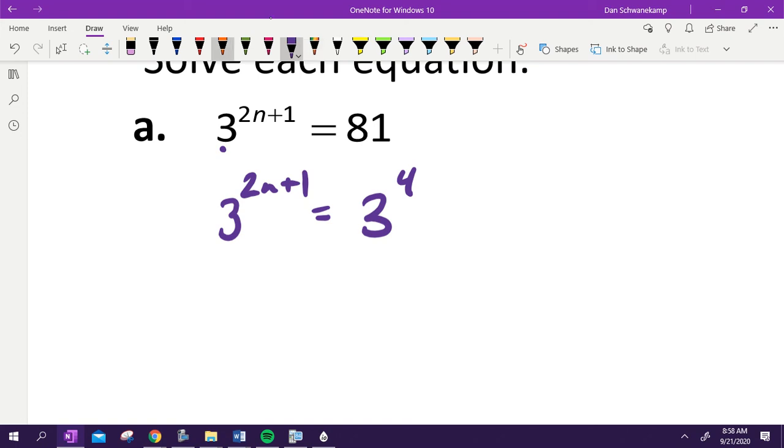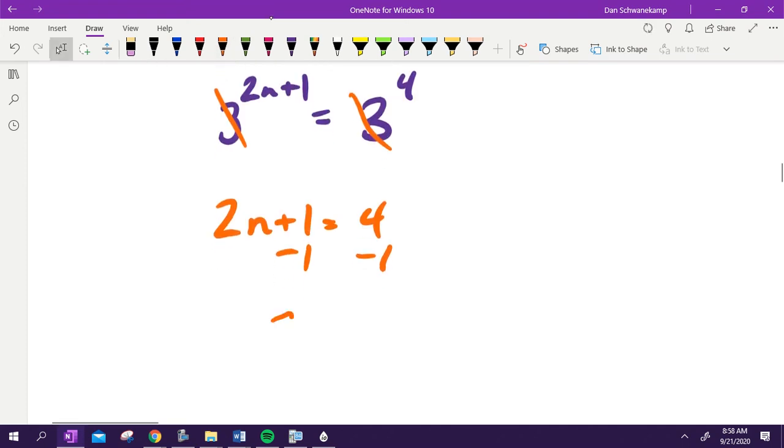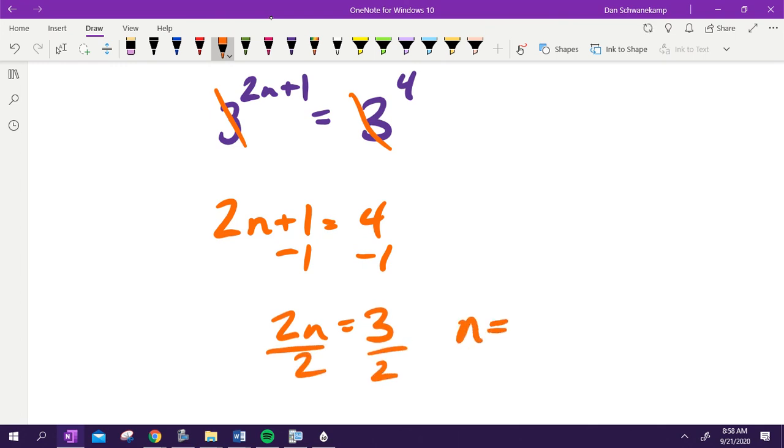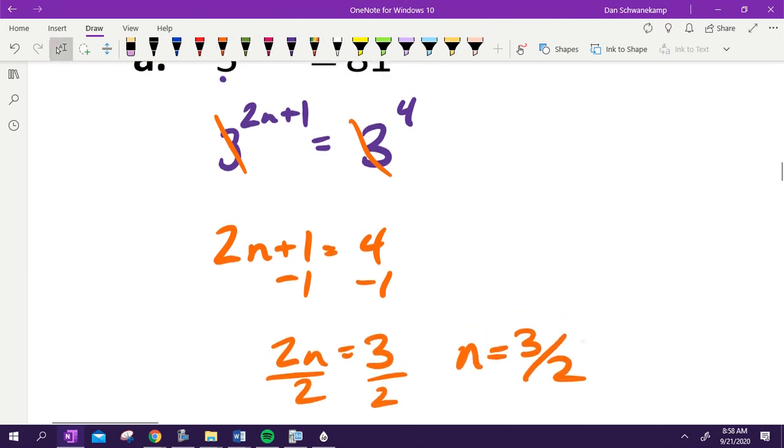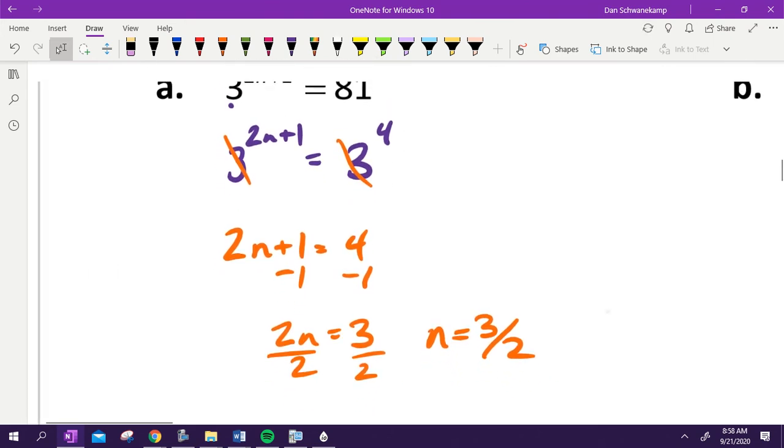Now that we've done it, it's just a simple solve. Cancel out the 3's. 2n plus 1 is equal to 4. Minus 1, minus 1. 2n equals 3. Divide by 2, divide by 2. n equals 3/2. Make sense on A?